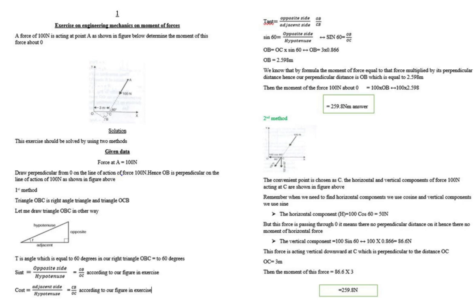We have three key components of the moment of force. First one is the force. The force is the external push or pull applied to the body. Second one is a pivot or point of rotation, the point about which the force attempts to produce rotation. Third is the perpendicular distance. It is the shortest distance from the axis of rotation to the line of action of the force.